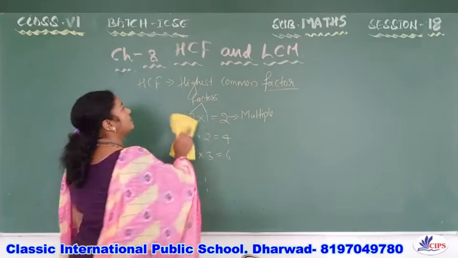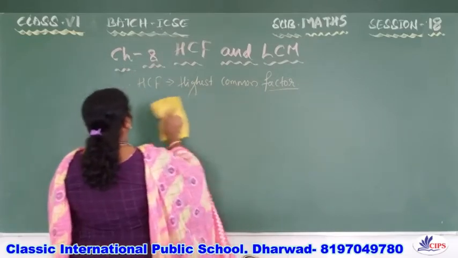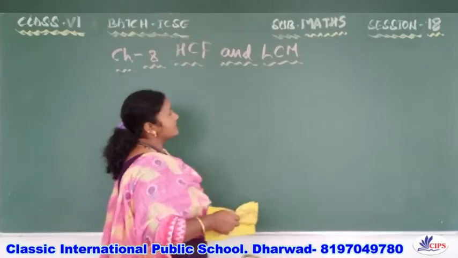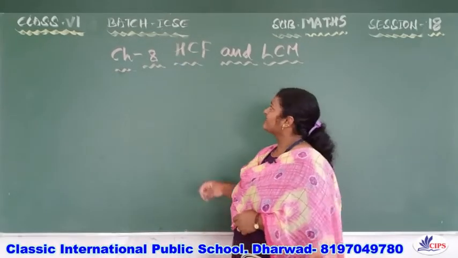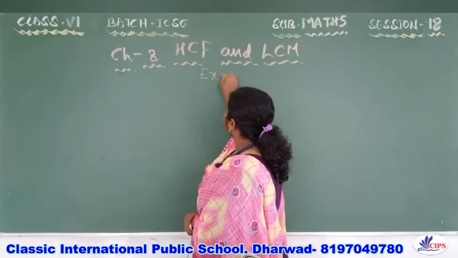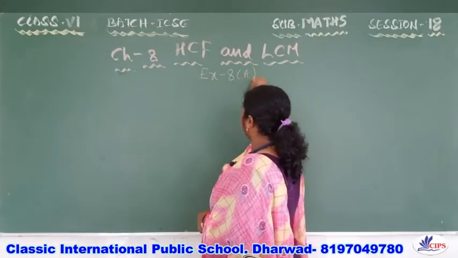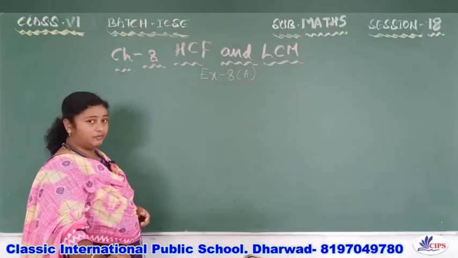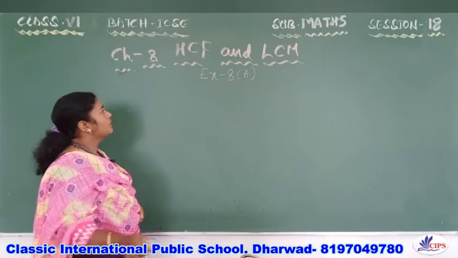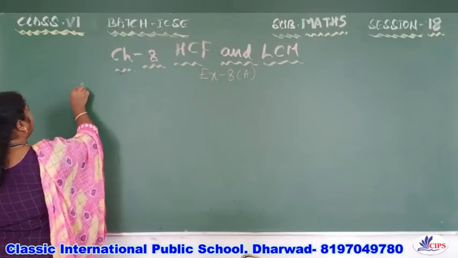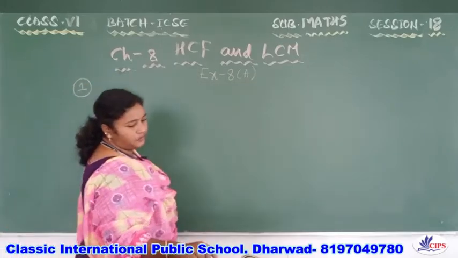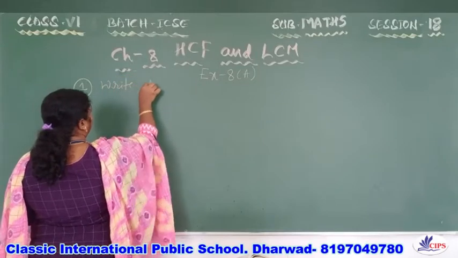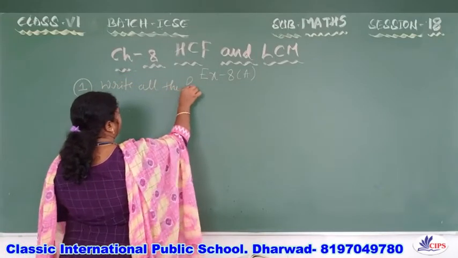This you learned already. Now in this session, I am going to start the exercise. I have told briefly in session 17. So now it is exercise 8A. I am going to solve this exercise, which is based on HCF and LCM, the first exercise of this chapter. So exercise 8A, first question. What is there in the first question? Write all the factors of.